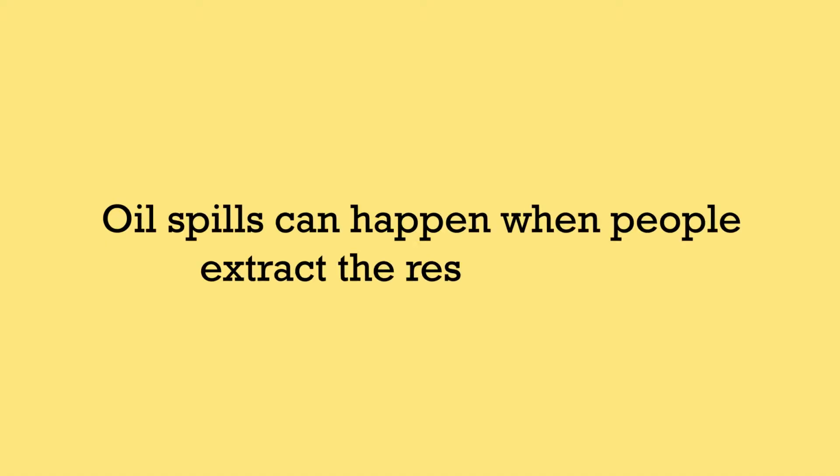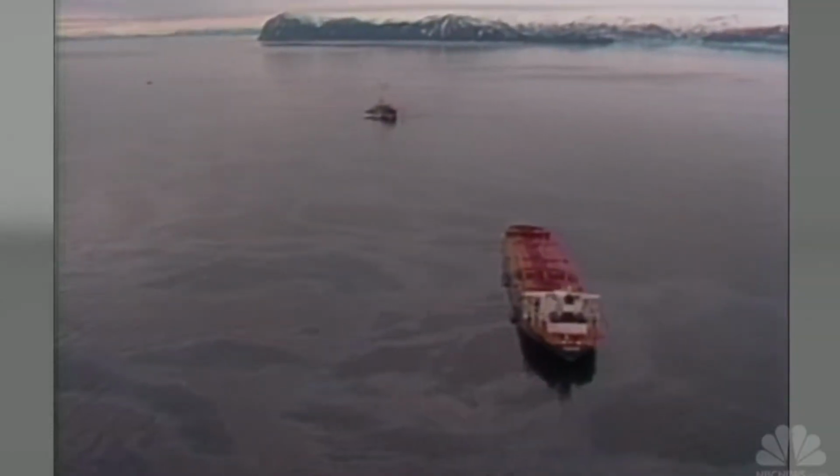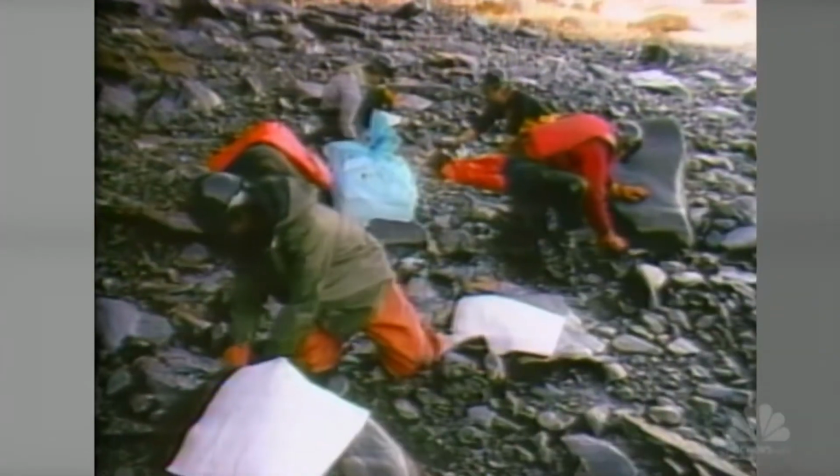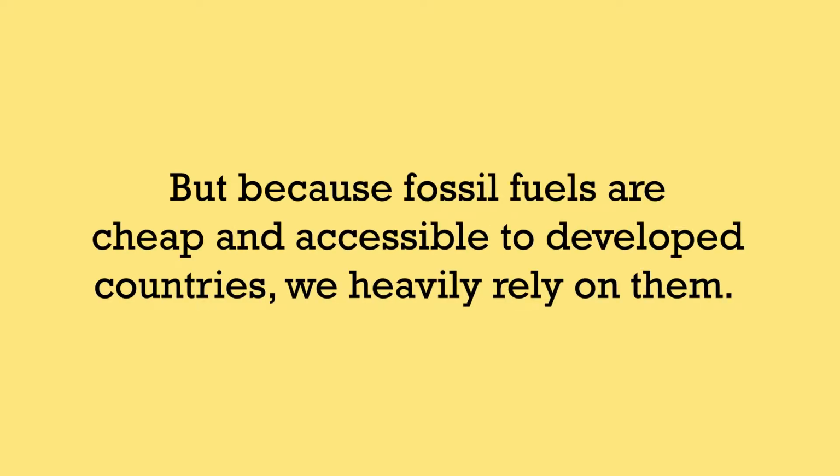Oil spills can happen when people extract the resource out, and it's especially dangerous when these occur around water because it's difficult to clean up this oil and can harm all the aquatic life. But because fossil fuels are cheap and accessible to developed countries, we heavily rely on them, despite all the downsides.